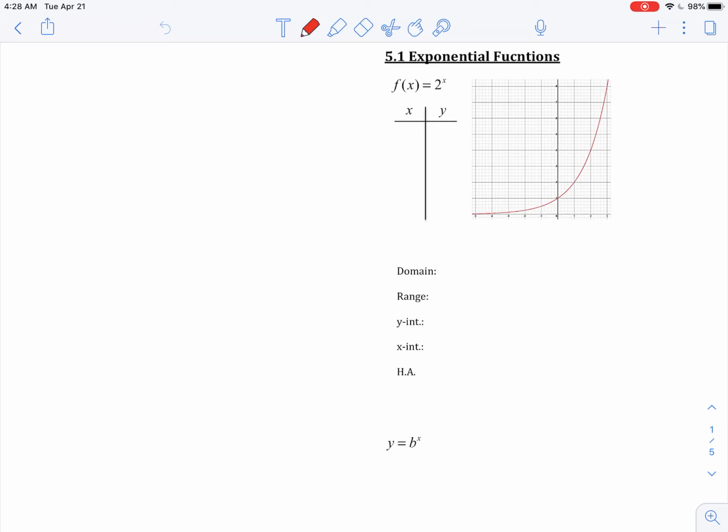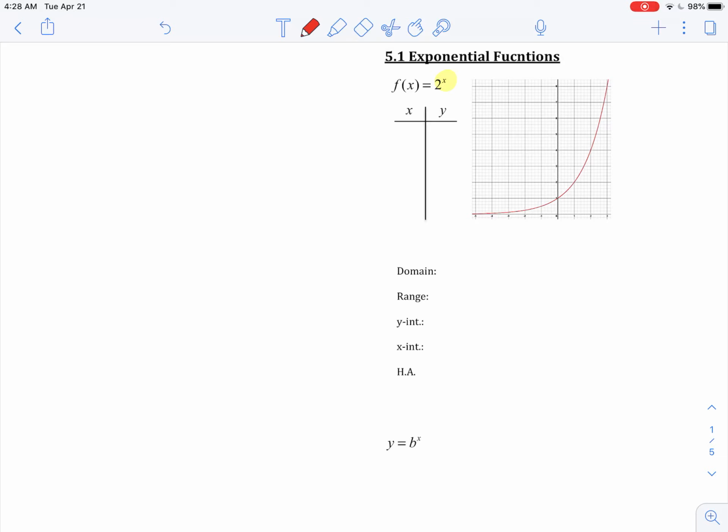Okay, chapter 5. We have looked at linear functions, quadratics, polynomials, rationals, and now we are moving on to exponential functions. You can recognize an exponential function because your unknown is in the exponent position. So let's start and look at the graph of f(x) = 2^x, the equation of that particular exponential function.